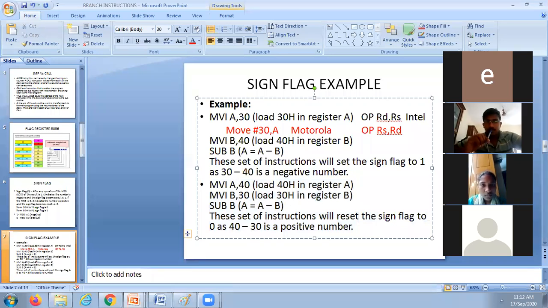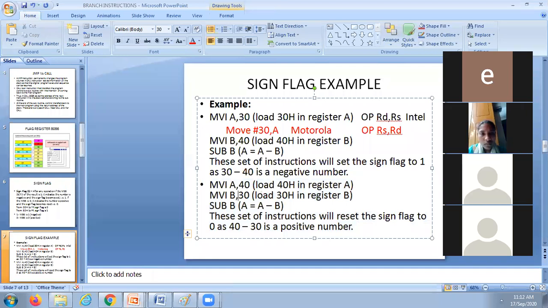Move immediate, MUI means move immediate. A comma 40, move immediate B comma 30. That is, 40 is loaded in A, 30 is loaded in B. Then SUB B. SUB B means A is equal to A minus B.